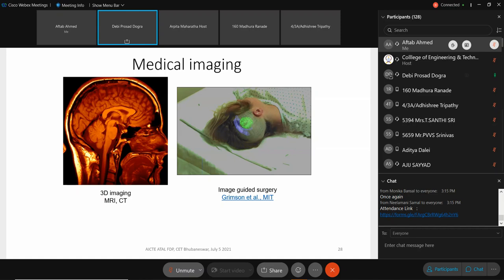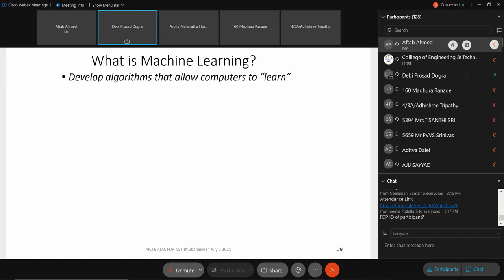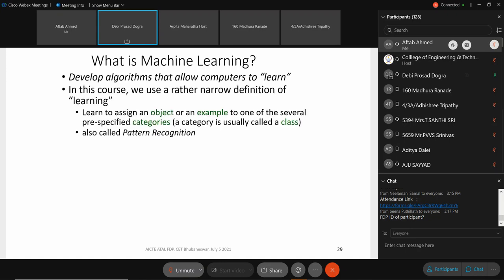Now, switching to the next portion of the talk, let's understand the basics of machine learning and how machine learning can help. We want to develop algorithms that allow computers to learn. In this lecture, we will use a narrow definition. We learn to assign an object or an example to one of several pre-specified categories, because we are talking about computer vision or visual surveillance. This is actually called pattern recognition. We want to recognize patterns and assign labels to these patterns.